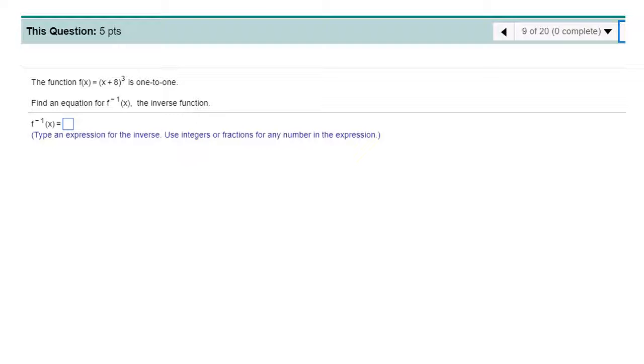On question 9, it's another inverse function. So remember, step 1 is just to replace the f of x with the letter y.